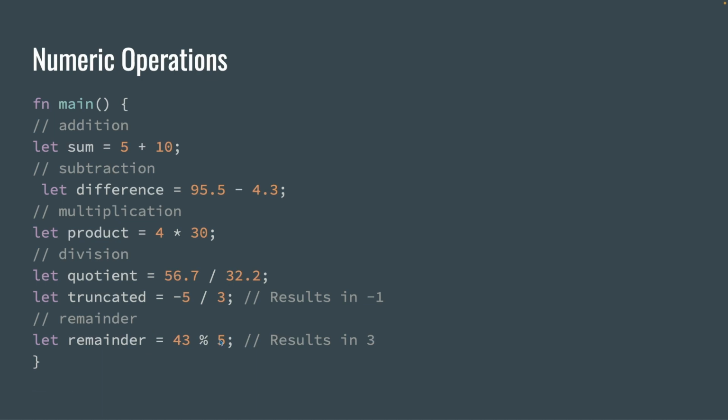Now, if you want remainder, 43 remainder 5 will be: 43 divided by 5 is 8, with a remainder of 3. So the remainder will be stored in this value, which is 3.